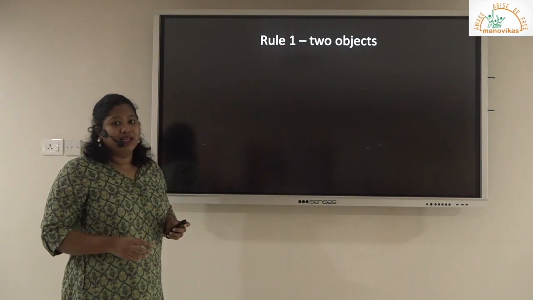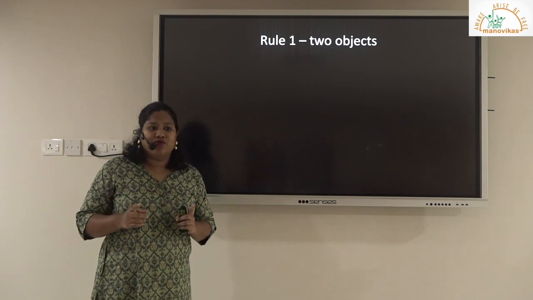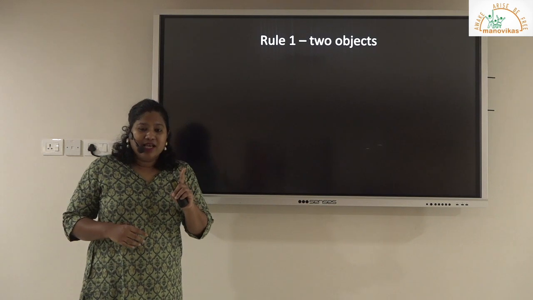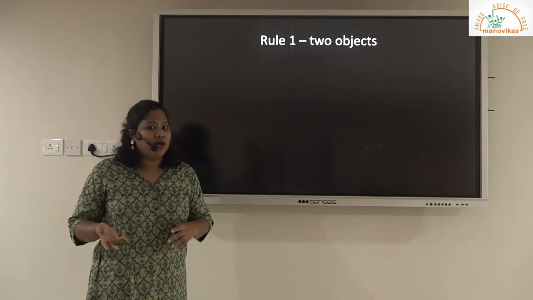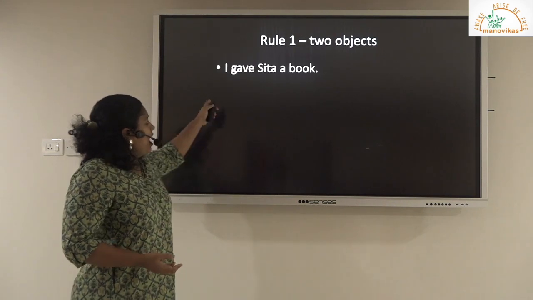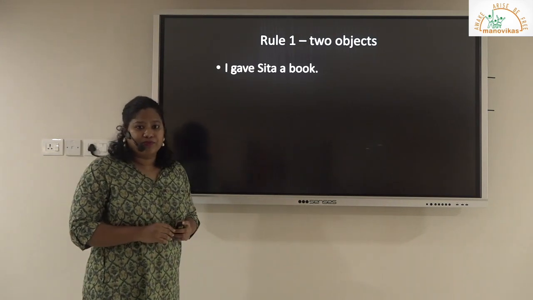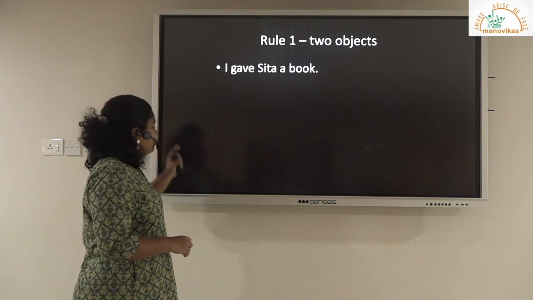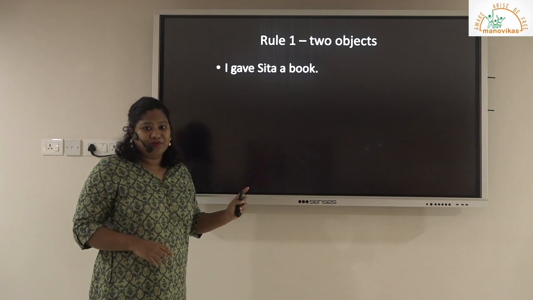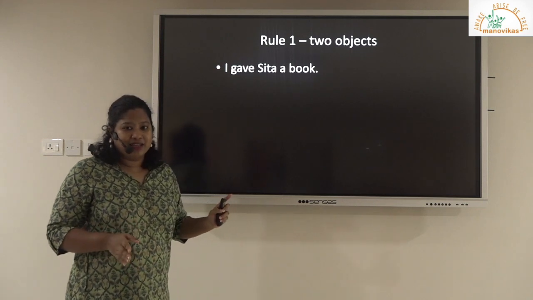So rule one. If we've seen the subject so far, so John helped Paul, and there was only one object. Sometimes you have more than one object. So what do we do then? For example, I gave Sita a book. If you can identify the subject, the tense, and the object here. Have you managed to do that?